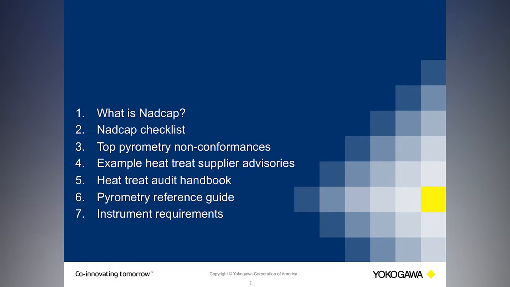I'd like to dive in a little bit into the Nadcap checklist, especially the AC 7102/H, which is pyrometry, and go into some of the top pyrometry non-conformances. Also, I'd like to discuss some of the Heattreat supplier advisories as it pertains to pyrometry. Also have a little bit of discussion about the Heattreat Audit Handbook, as well as the Pyrometry Reference Guide. And then we'll talk about some of the instrument requirements as it pertains to AMS 2750, especially since there's new requirements that have started as of July of 2015.